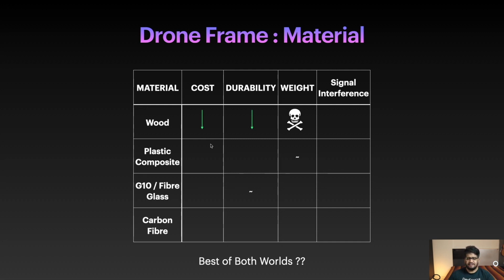Talking about the weight, that is a big factor for not choosing wood for an FPV racing or FPV freestyle drone, because wood is very heavy, and the heaviness of wood is not suitable for such kind of application. But on one good end, there is no signal interference with wood. Wood is not conductive, so there is no signal interference, and I will talk about signal interference when we talk about the other materials. Now let's talk about plastic composite.